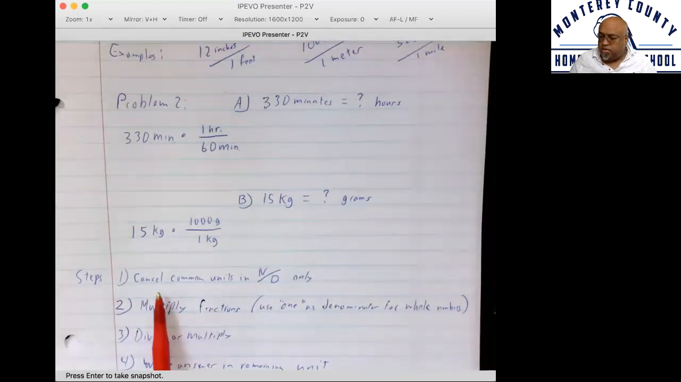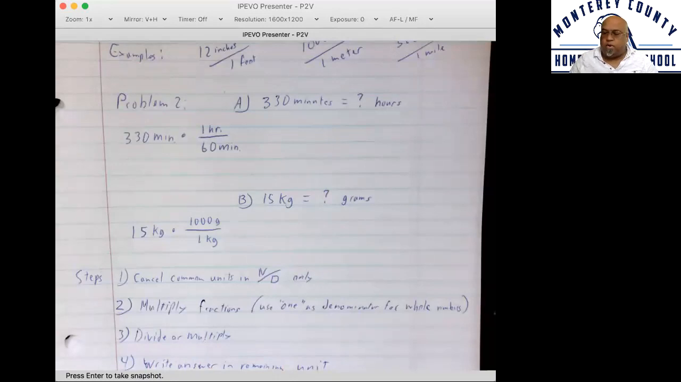Step 1 is you want to cancel common units in the numerator and the denominator. Step 2, you want to multiply the fractions using 1 as a denominator for whole numbers. Step 3, divide or multiply. Those are usually the two steps that are required in order to find a unit conversion. And step 4 is write the answer in the remaining unit, or the unit that you're looking to find out about. Okay, the steps don't make much sense unless you actually see the problem.